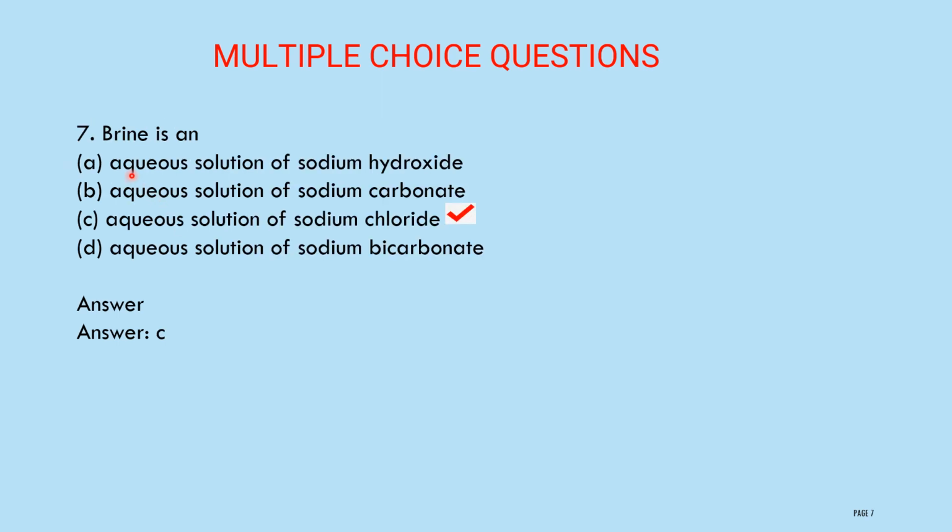Next question, question number 7. Brine is an, option A, aqueous solution of sodium hydroxide. Option B, aqueous solution of sodium carbonate. Option C, aqueous solution of sodium chloride. Option D, aqueous solution of sodium bicarbonate. The correct answer is option C. Brine is an aqueous solution of sodium chloride.